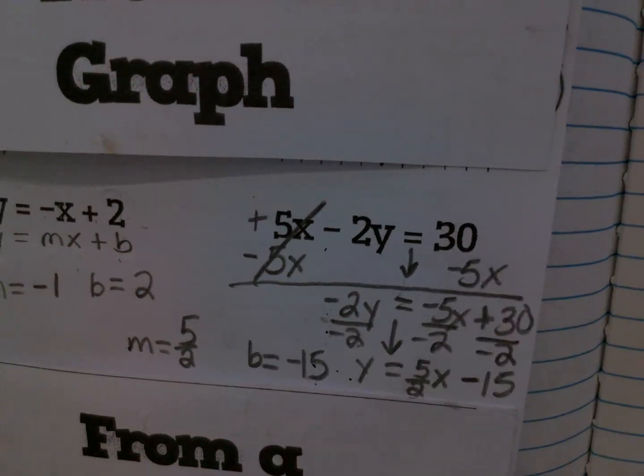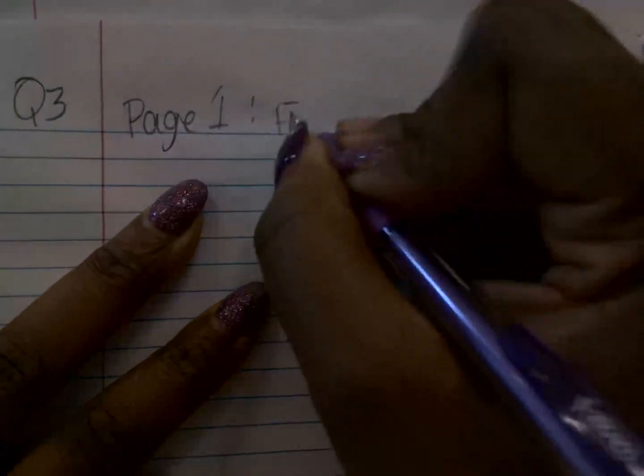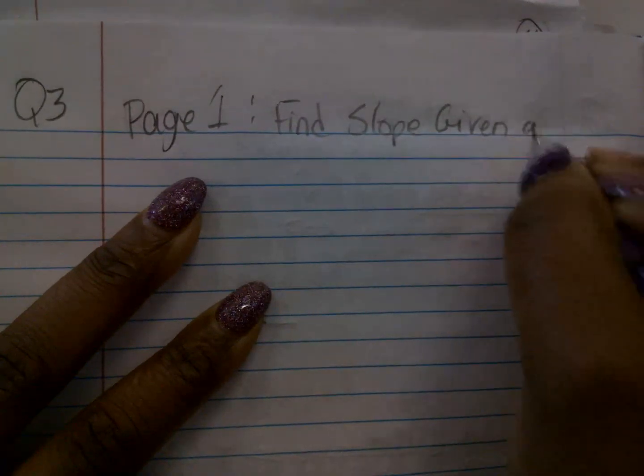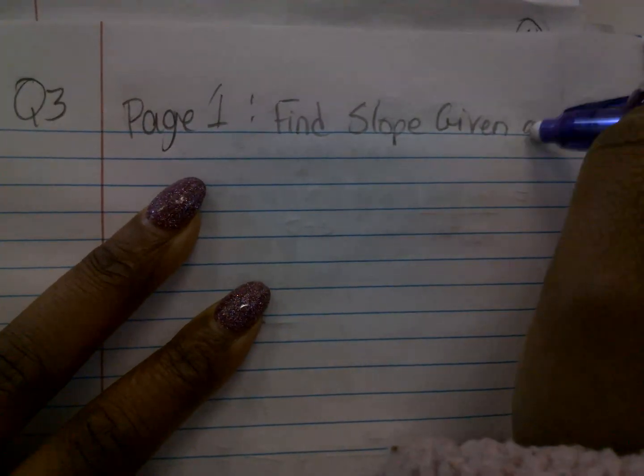Pause for the cause. New page, quarter 3, page number 1. We're writing linear equations in slope-intercept form, but more importantly, we're going to find the slope when given the equation. So this first page is going to be finding the slope when given the equation. And I'm going to put a linear equation.